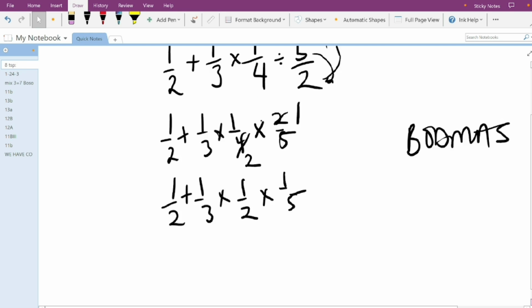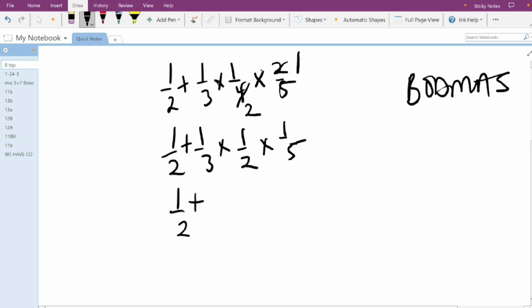The next line is 1 over 2 plus, now multiply 1 times 1 times 1 will give us 1 over. On this other side, you have 3 times 2, that's 6. 6 times 5, that's 30. Since 2 can go in 30, we don't need to stress ourselves in finding the LCM. You know the LCM is 30. Now, if a value can fully divide the other value and you don't get a remainder, that means the bigger value is the LCM. So we have 30 divided by 2, you get 15.